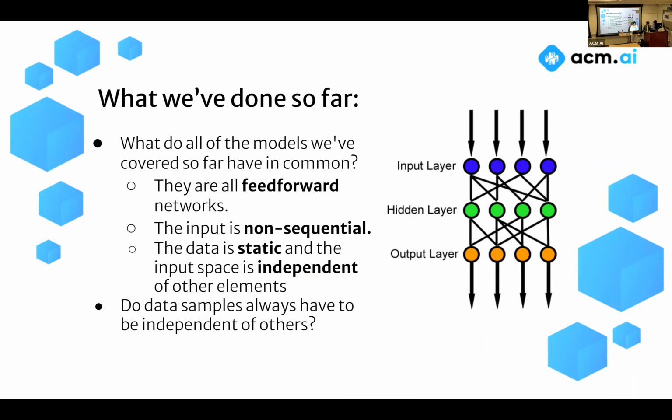And basically, if we look at what we've covered so far in this workshop track, we've looked at CNNs, right? And when we compare the model of CNNs to RNNs, we notice that we have quite a few similarities. The first thing is that they both use a feed-forward network in order to train their input, and then the input is non-sequential and the data is static, and the input space is independent from other elements. And that's what we've been going over so far.